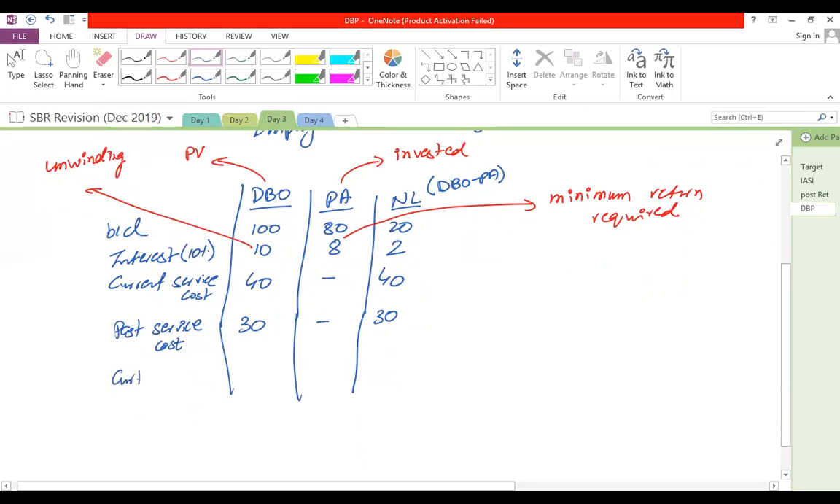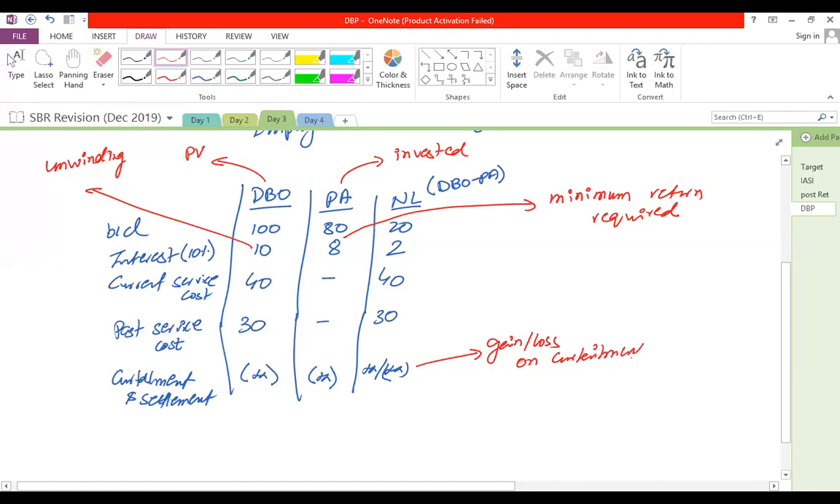Similarly, if there is any curtailment in the plan, then that curtailment is deducted from the DBO, and if the curtailment is with settlement, then the settlement amount is deducted from the plan asset as well. This curtailment and settlement will be discussed in a while. So the net amount is called the gain or loss on curtailment or settlement. So apart from current service cost, we are recognizing the past service cost, plus the gain or loss on the curtailment or the settlement.